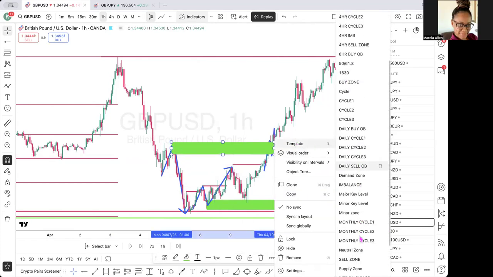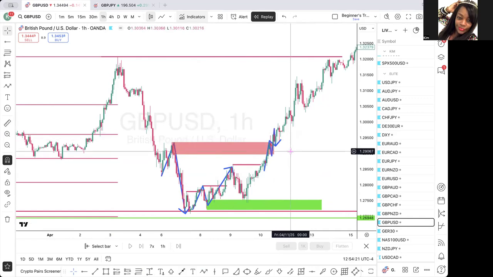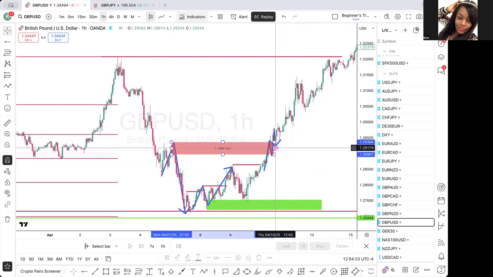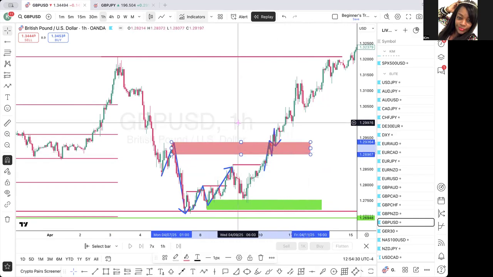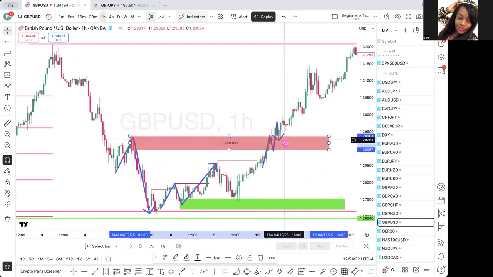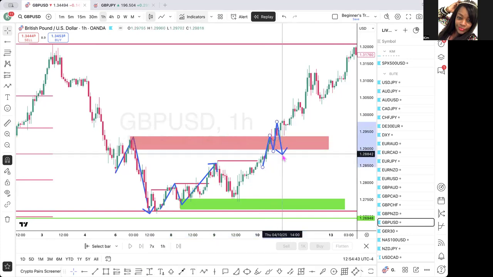Okay. Now, I'm either going to take my money once I get to the zone, or I can come down to the 1 hour, identify the current structure, right? And either wait for a swing low to be broken or keep buying until I can't buy anymore.